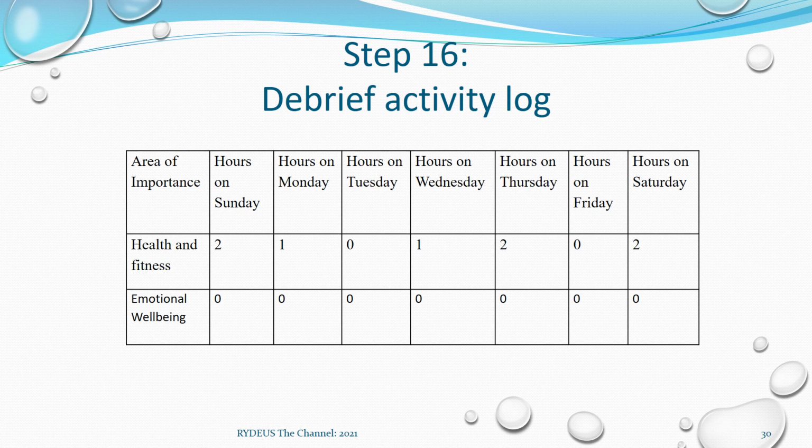On Thursday, I spent 2. On Friday, I didn't spend any. On Saturday, I spent 2. So you now have a clear sense of this, because we recognize that you must engage in specific causes in order to get specific results. You could see clearly in your debrief, if I am not engaging in specific causes, I'm not going to get any better results.